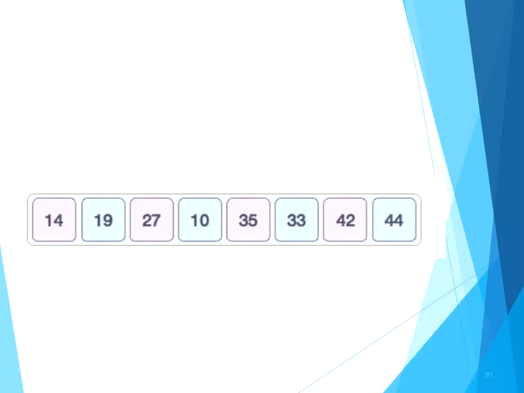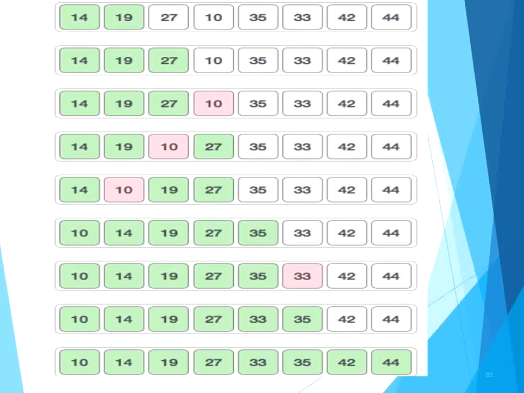We have this list, and now we again find the interval, that is 2 by 2 equal to 1. Now we are at the end of this process, and we have found the interval of 1. After that, we use the simple insertion sort algorithm. How does it work? We compare with the adjacent value. If it's greater, then we swap. Otherwise, we move to the next.